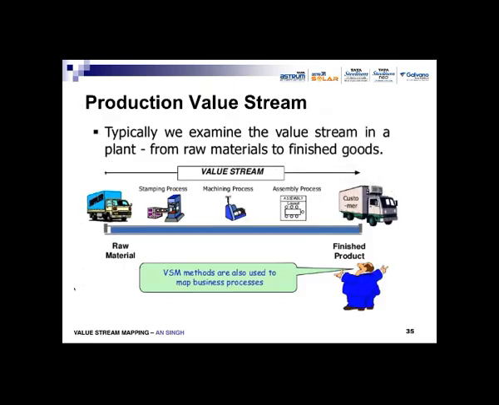For a production value stream, typically we examine the value stream in a plant from raw material to finished product. In every plant, whether it is small or medium, there is a material entry gate and a shipping exit gate. Between the entry and shipping, door to door, all activities are mapped in parallel, like stamping, machining, and assembly processes. Most of the engineering industry works from raw material to finished product, the whole thing horizontally. That is called a value stream.